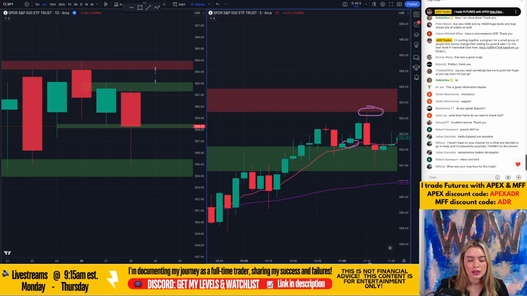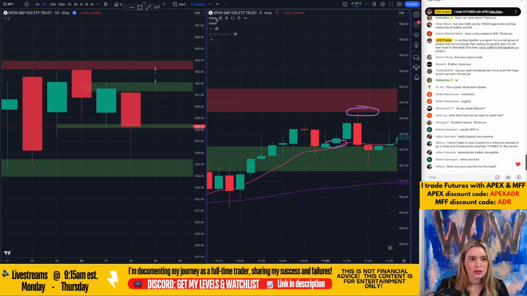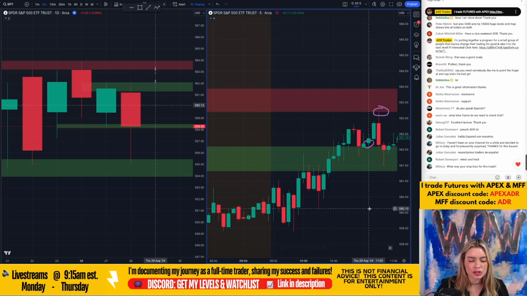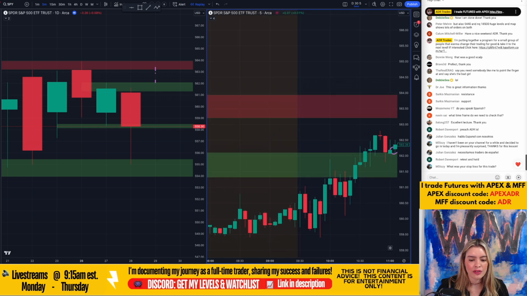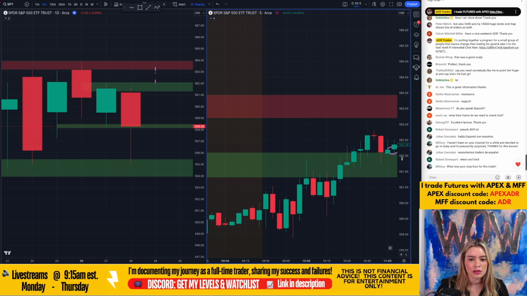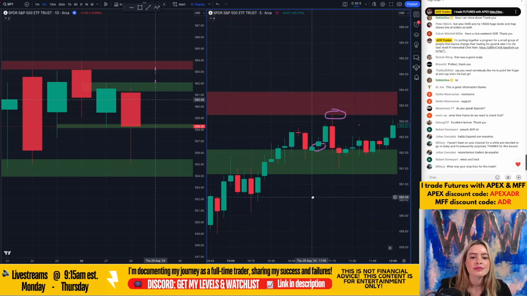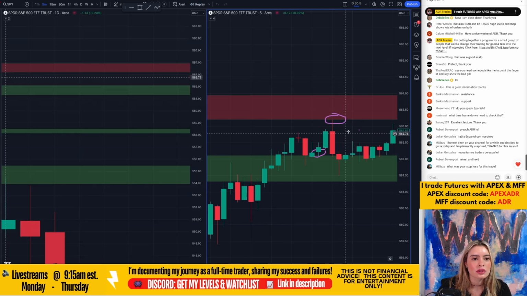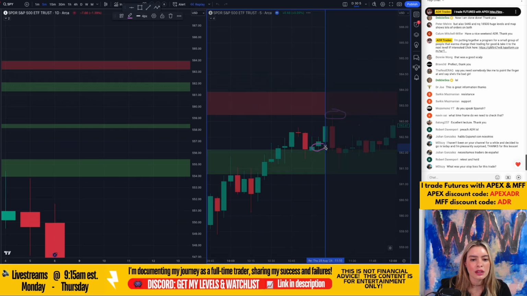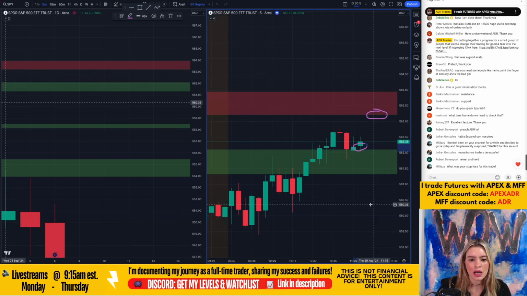Okay, and then let's take out this 90 MA and the VWAP so it's easier for you guys to see it. This is all I have, right? We break resistance, now resistance is acting as support, and then I'm gonna do this. Let's do it like that, right? This is all I have.